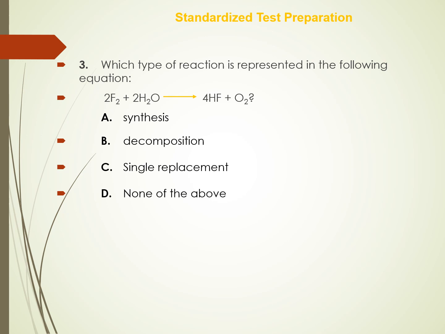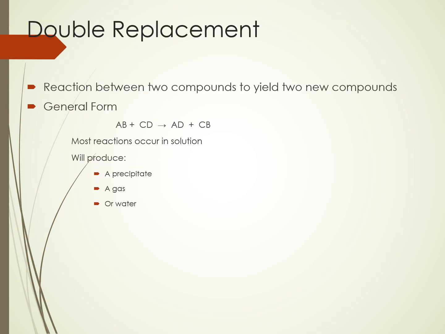So hopefully with this, I'm going to treat the F as my C, plus I have AB, and if you notice, it forms AC plus B. So that should fall under the single replacement category. Our next reaction type is a double replacement reaction. You'll also see it termed sometimes as a double displacement, but we're going to use double replacement.